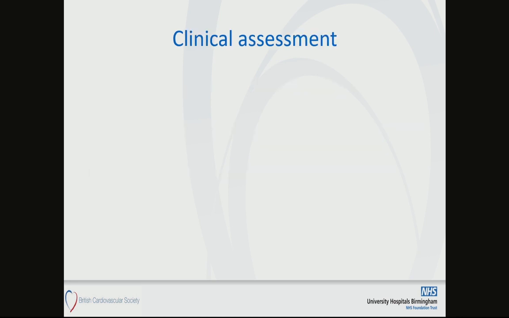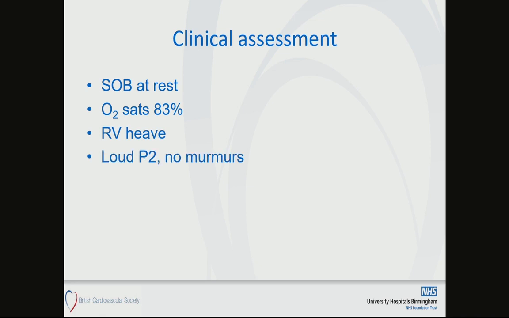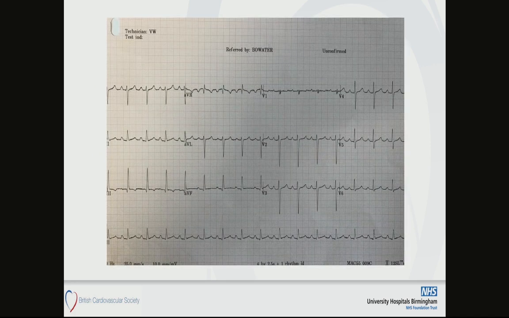So when I saw her, clinical assessment, she was breathless at rest. So sometimes just getting up onto the couch, they're really sort of trying to catch their breath. Properly cyanosed, the oxygen saturations were 83%. She had a right ventricular heave, loud P2, no murmurs at all. And this was her ECG. Okay, so she's got marked right axis deviation. She's got P pulmonale, so she's got these tall, nicely seen in lead 2, tall tented P waves. Hasn't got RVH yet or RV strain, but she's got good going right axis deviation.